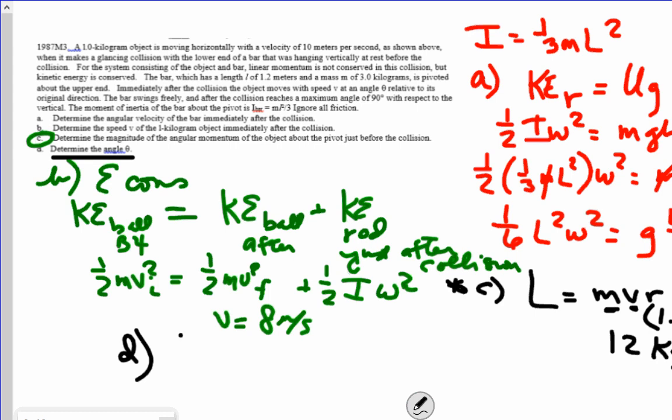So what are we going to do? We're going to say that initial angular momentum equals final angular momentum. Our initial angular momentum is 12, right? We just calculated that for part C, although you could set it up with MVR. And I'm going to be lazy and leave out the units, but we all know Mrs. Grady's lazy, so that's no big surprise.